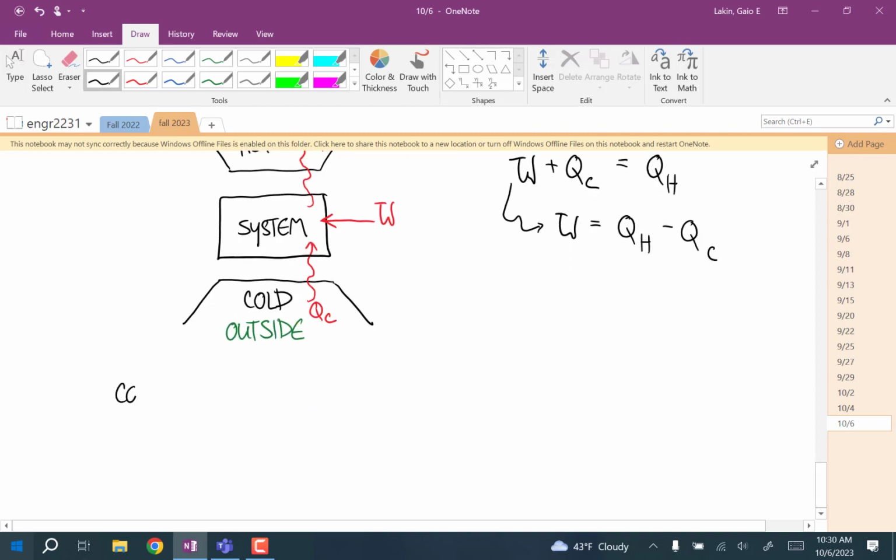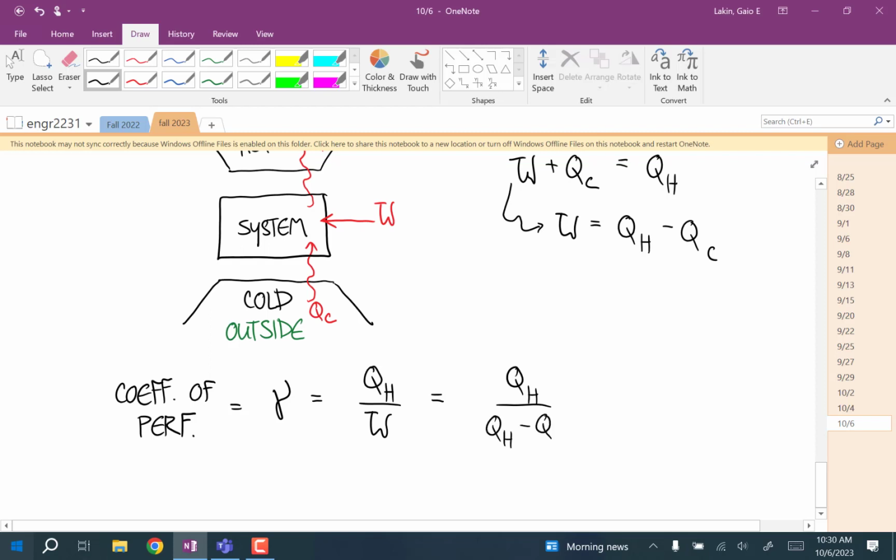The coefficient of performance for the heat pump cycle, this is the one that we're going to call gamma. And this time, we don't care about the Q sub C. All we care about is how much heat we're adding to the room. So what we want is QH divided by the cost of running this thing, which is work. And then again, you can rewrite this as QH over the quantity QH minus QC.